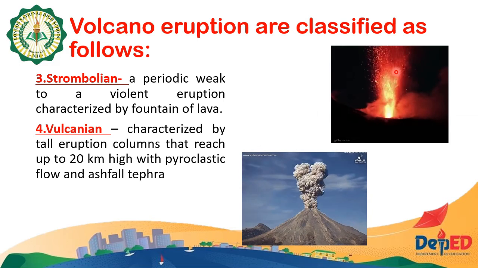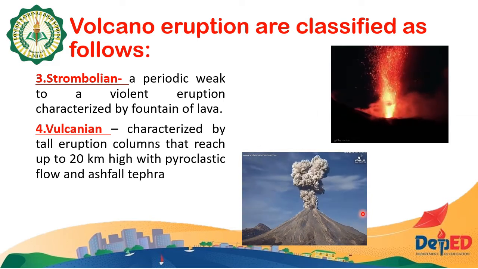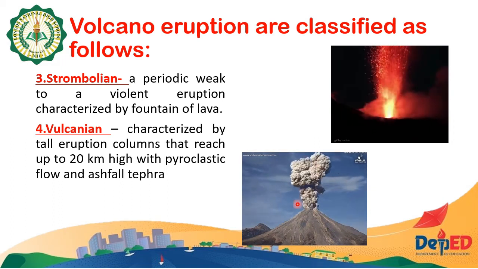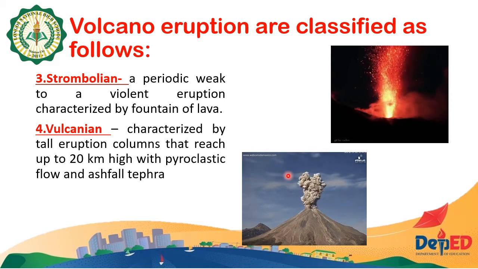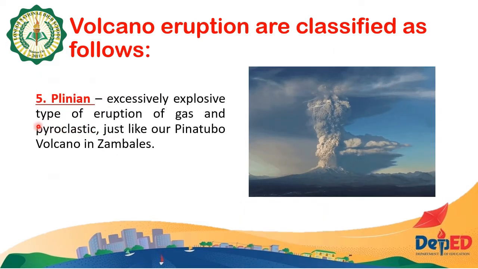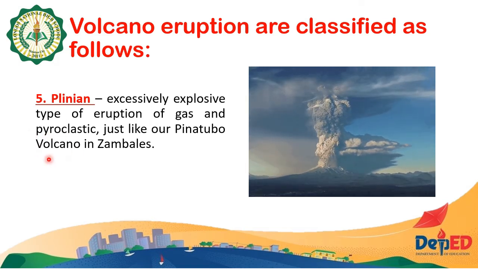Number 4 is Vulcanian. This is characterized by a tall eruption column that reaches up to 20 km high, with pyroclastic flow and ashfall tephra. And lastly is the Plinian. This is an excessively explosive type of eruption of gas and pyroclastics, just like our Pinatubo volcano in Zambales.